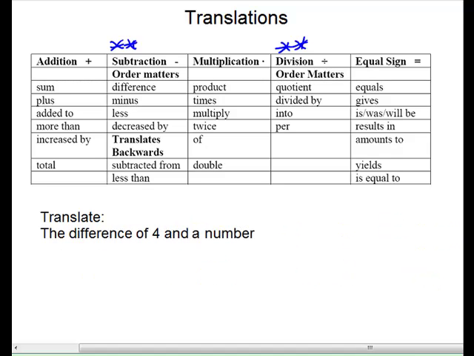Here's a translation for subtraction. The difference. Difference means to subtract. And difference will always translate in order. Look for your separator. Remember, and is your separator. This one will have to go in a certain order. It will have to be 4 minus x.